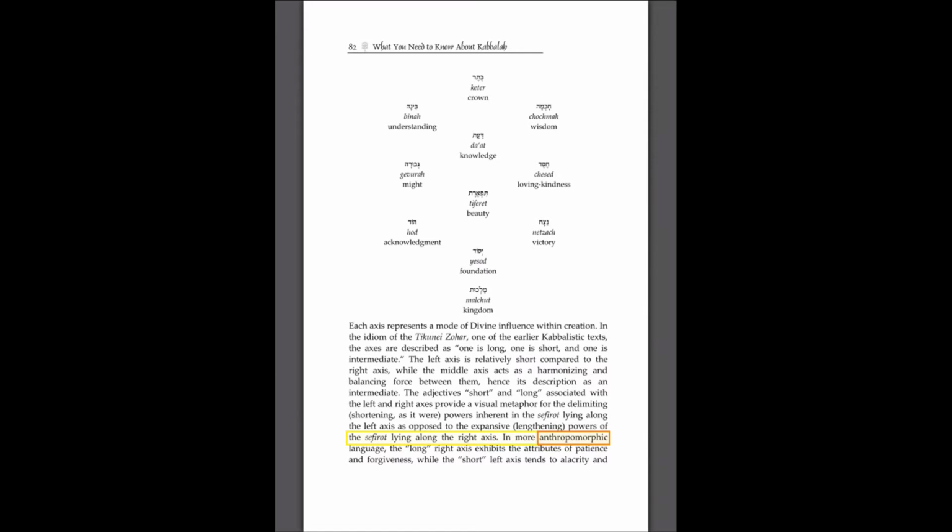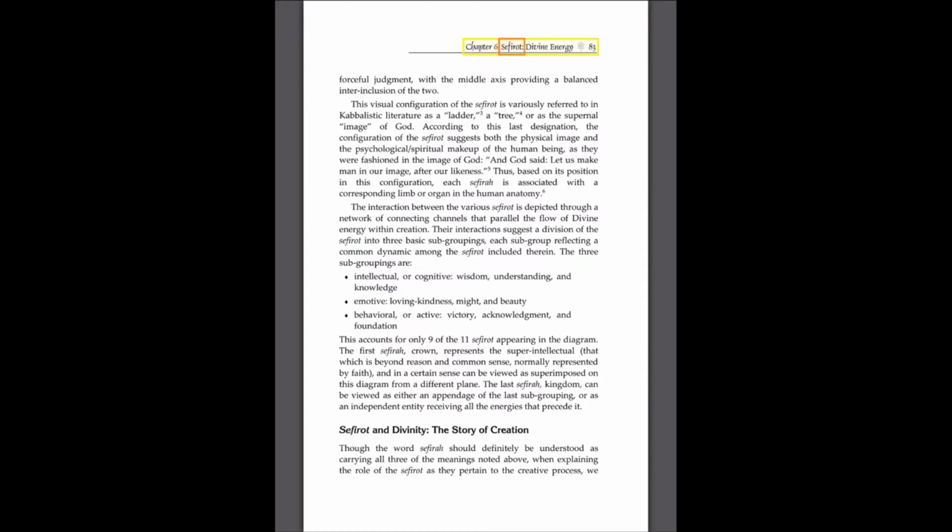In more anthropomorphic language, the long right axis exhibits the attributes of patience and forgiveness, while the short left axis tends to alacrity and forceful judgment, with the middle axis providing a balanced inter-inclusion of the two. This visual configuration of the Sephirot is variously referred to in Kabbalistic literature as a ladder, a tree, or as the supernal image of God.